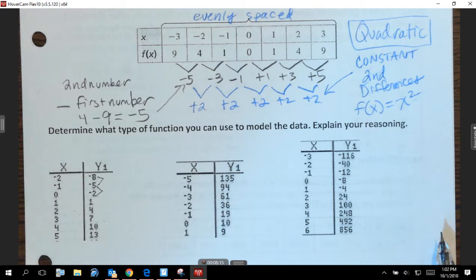Start with -5 minus -8. Subtract -8. There you go. So that should be 3. Now do -2 subtract -5.